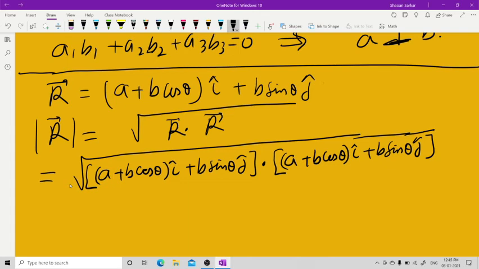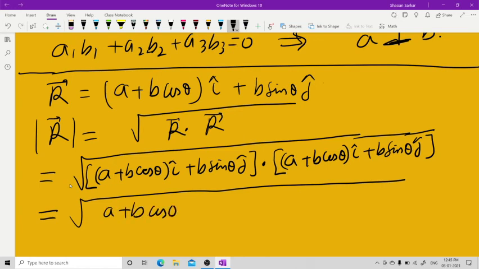Now you will use the same result. The i components will be there, and the i and j components will be 0, and the j component will be 0, the way I showed you above. So this is going to be (a plus b cos theta) whole square, because this is multiplied with this. A plus b cos theta i cap will be multiplied with a plus b cos theta i cap, that will be squared, and a plus b cos theta i cap when multiplied with b sin theta j cap will give me a 0.